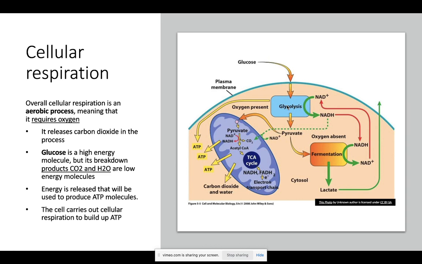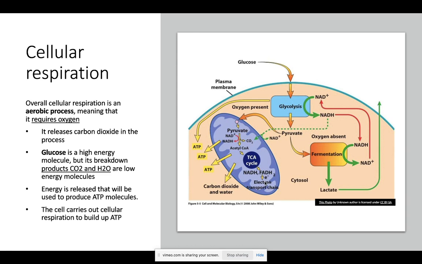Glycolysis generates pyruvate, and pyruvate is just going to be a fancy word for a substrate. Pyruvate then goes through a series of reactions and generates acetyl-CoA, as we'll discuss later on. And then it's acetyl-CoA that enters into the citric acid cycle. So this is just kind of a brief overview of cellular respiration.